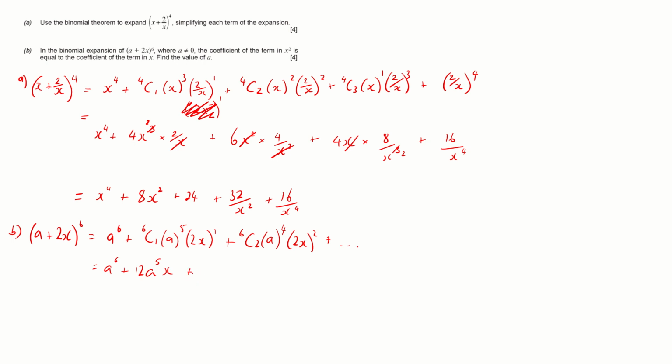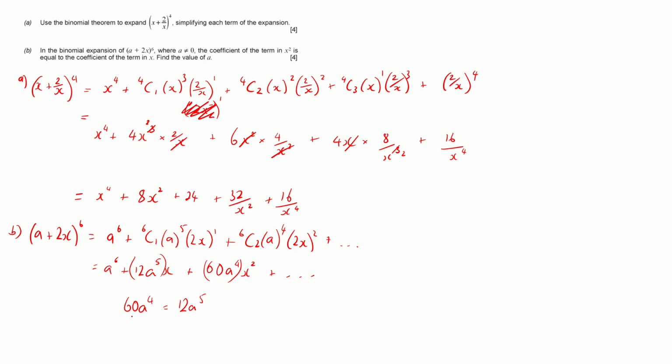Plus 6 choose 2, which is 15, times 2 squared, which is 4. So 60, a to the 4 x squared. Now, what they are saying is that the coefficient of the term in x squared, 60 a to the power of 4, this whole thing here, is equal to this, 12a to the power of 5.